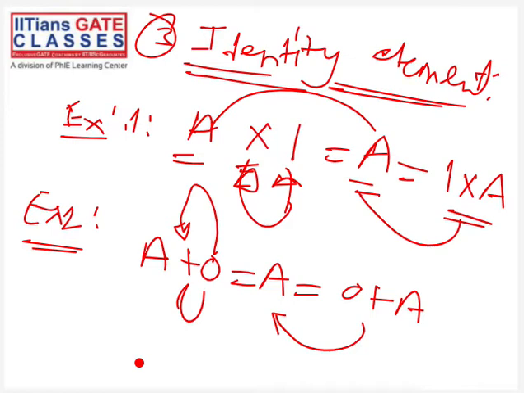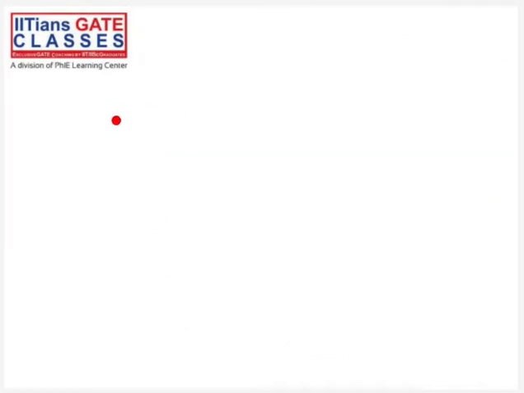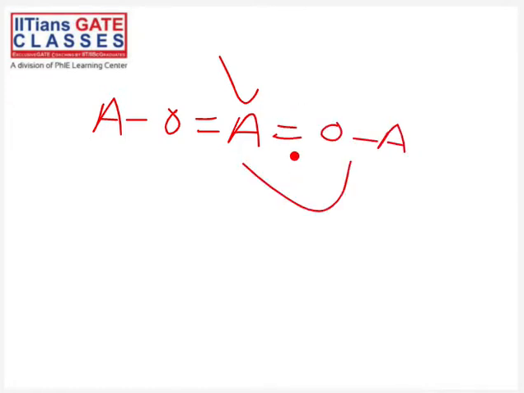Identity element for subtraction operation. Okay, you are saying 0. Let's check whether 0 is identity element for subtraction or not. So we are saying that for subtraction operation, 0 is the identity element. So a minus 0 will be a, right? This is what we wanted. But 0 minus a is not a. Are you getting my point?